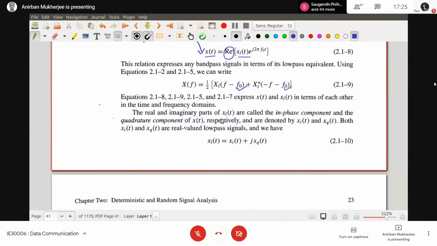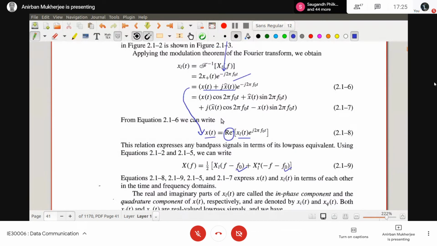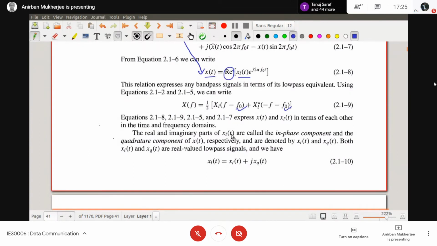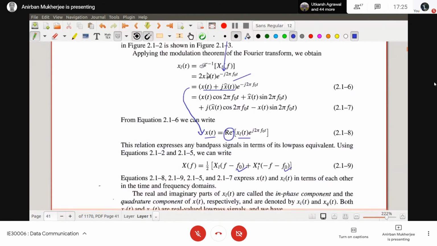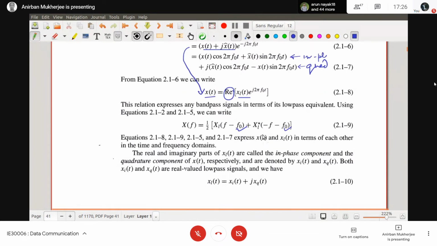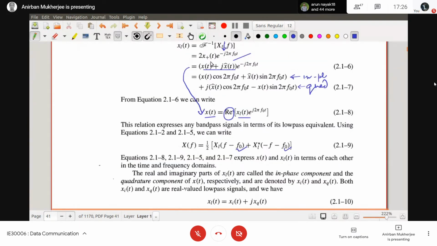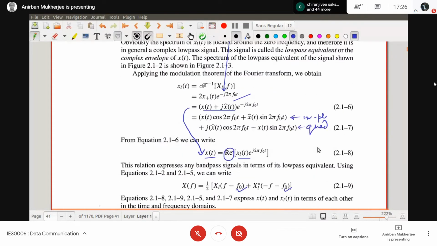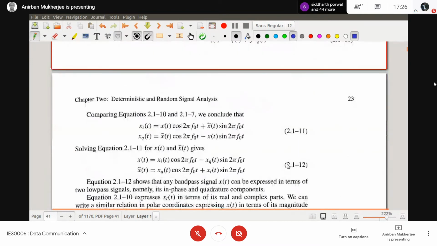Now you see that x_l(t) is basically, from the real and imaginary parts of x_l(t), called the in-phase component and the quadrature phase component. That means the real part is the in-phase component, and this one is the quadrature component. So we are writing x_l(t) as x_I(t) plus j x_Q(t). This is my x_I(t) and this is my x_Q(t), so that is written over there.